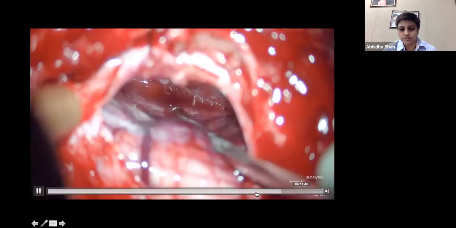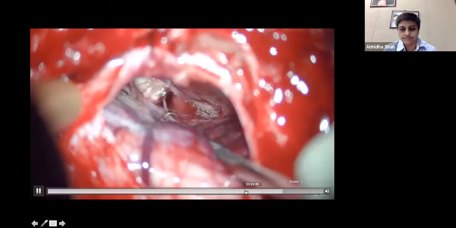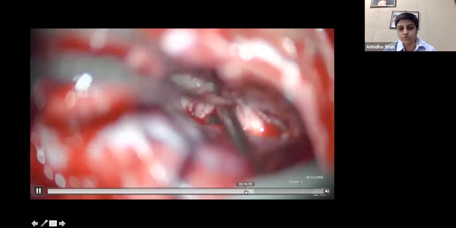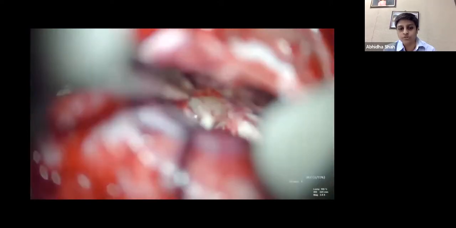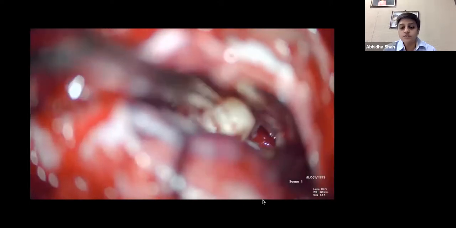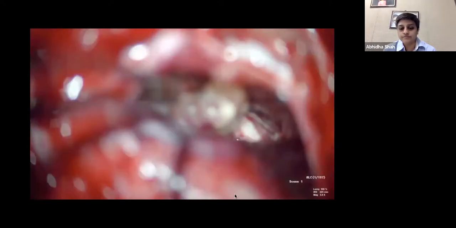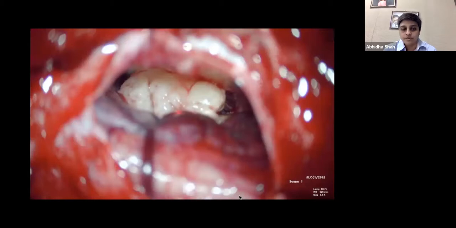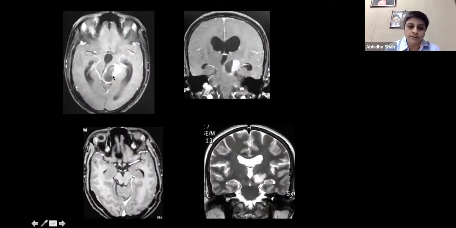So you can see that the solid portion of the tumor was very eminently removed using this approach. So this is again another tumor, again in the lateral part of the brainstem. Again, using this approach, you can see the resection, complete resection in this patient.